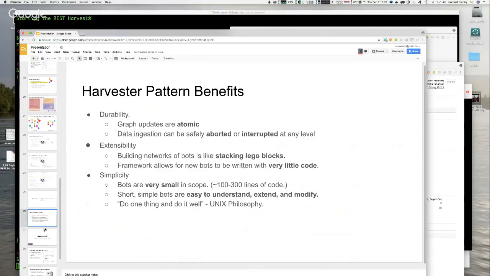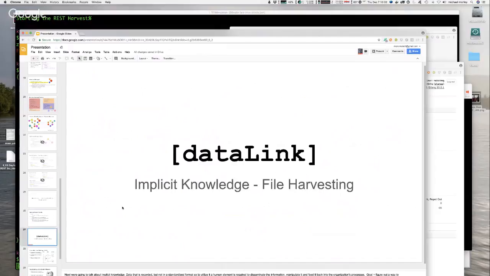Okay, we've got a question. I've got a question for you just before you start that. The question is, how do you handle malleability and what does that mean? Malleability. Oh, you mean in the context of data evolution?